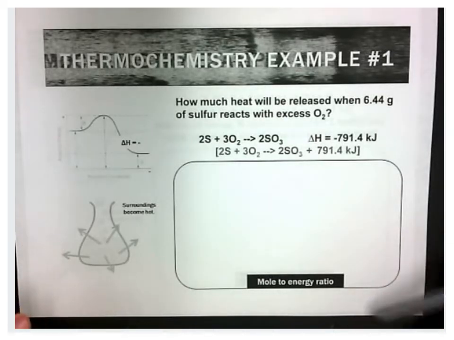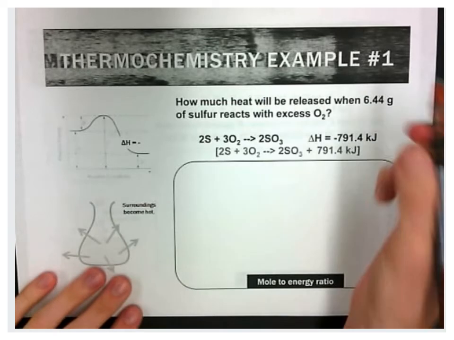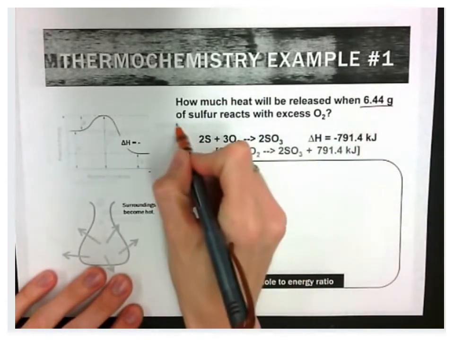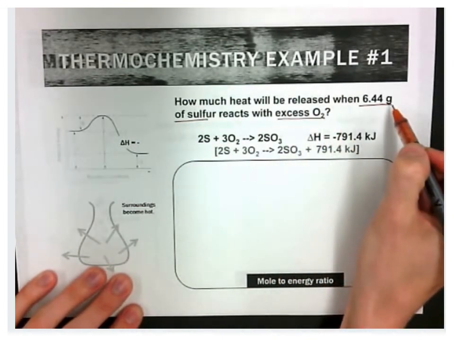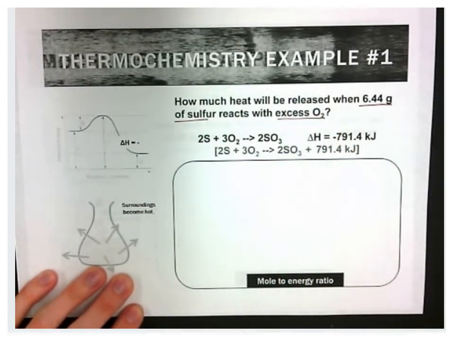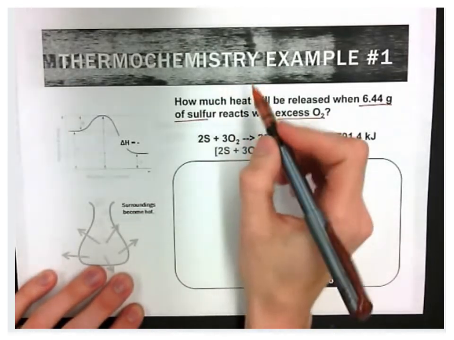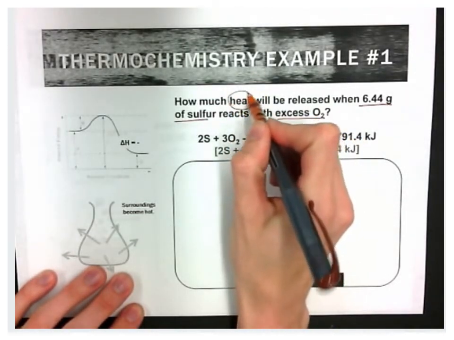Alright, so here's our first example of how we would solve problems in thermochemistry. So in reality, we just are adding another conversion factor to our toolkit when we're talking about stoichiometry. So first, let's look at this problem. It says, how much heat will be released when 6.44 grams of sulfur reacts with excess oxygen? So we have one given. Now, instead of looking for mass of something else or moles of something else, we're looking for heat.